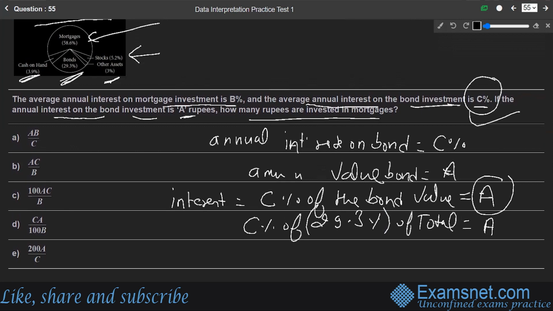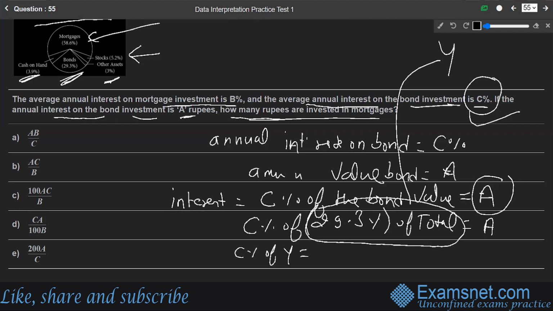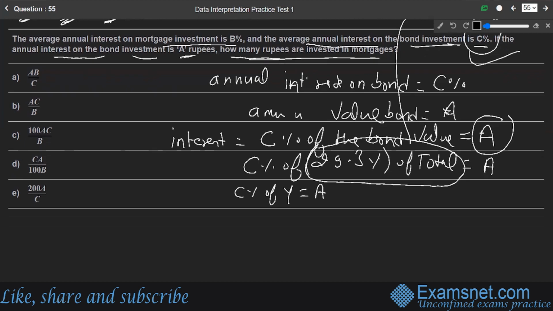Now he is asking how many rupees are invested in mortgages. In mortgages, obviously double the 29.3% would have been invested. Let us assume 29.3% of the total to be Y. So we can clearly write C% of Y is A. Let us find the value of Y. C into Y by 100 equals A, so clearly Y is A into 100 by C. This is the Y value.